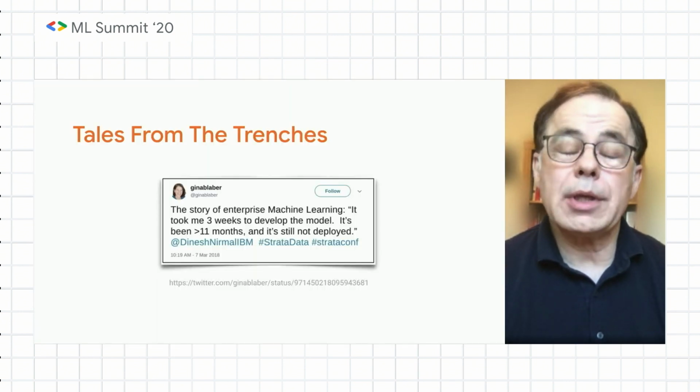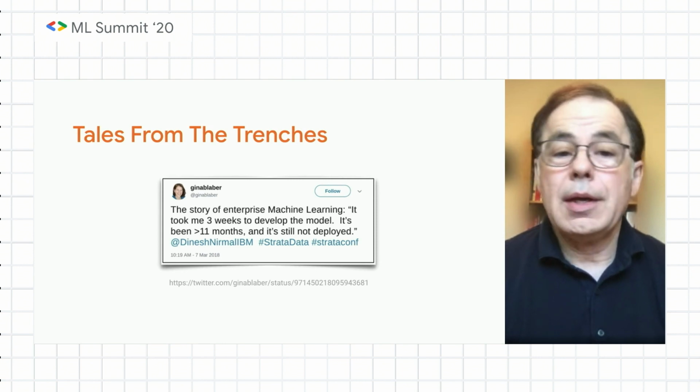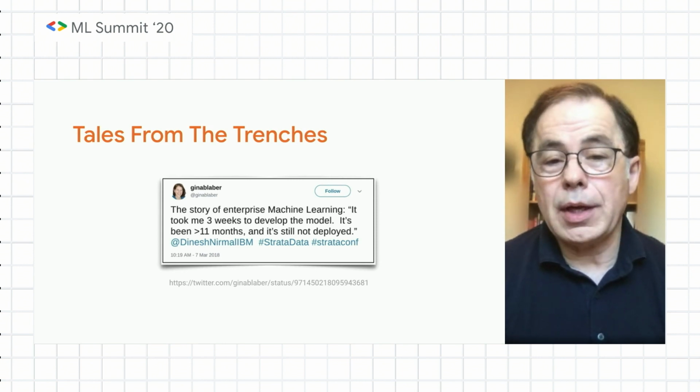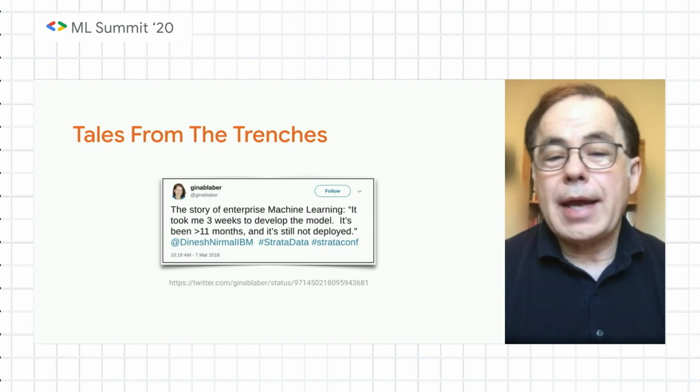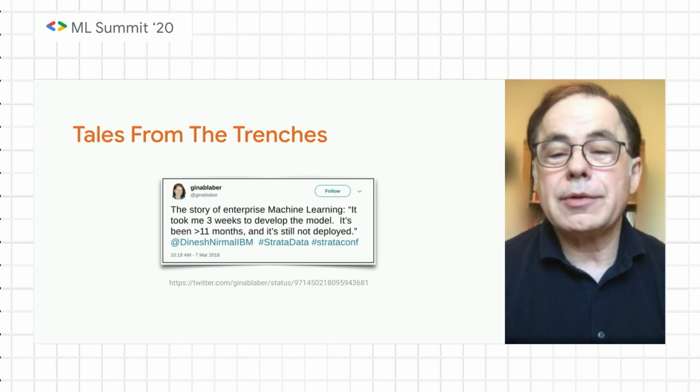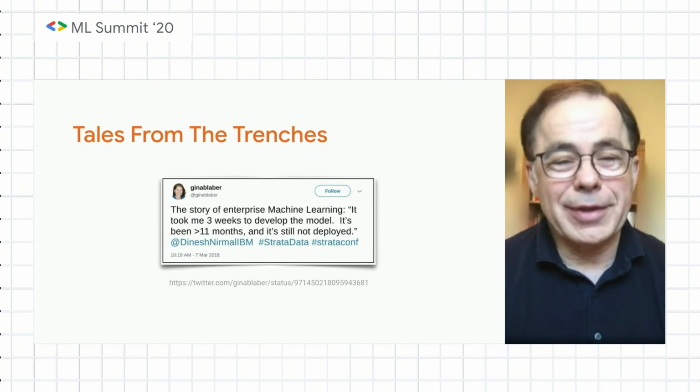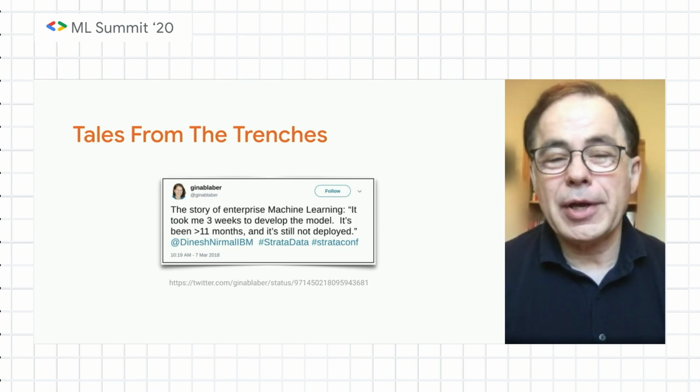And people, unfortunately, have learned this the hard way. This is kind of a famous tweet now where Gina Blabber from O'Reilly had a model that they trained in 3 weeks, and then 11 months later, they still are unable to deploy it.